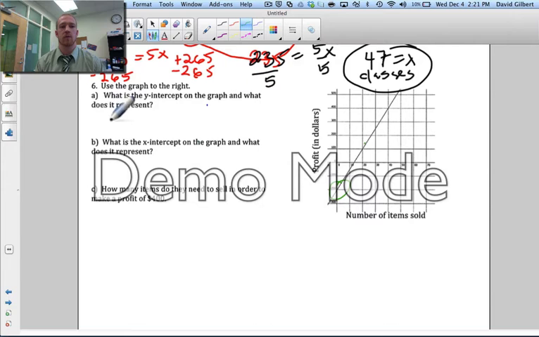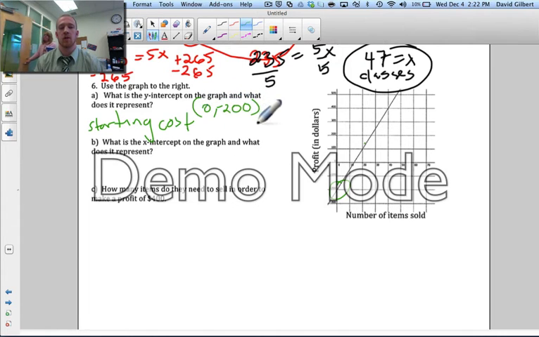So what is the y-intercept and what does it represent? Well, the y-intercept is your starting cost, and it's (0, negative 200). So it says that you're $200 in the hole, or it's cost you $200 just to start your company or start making your items.